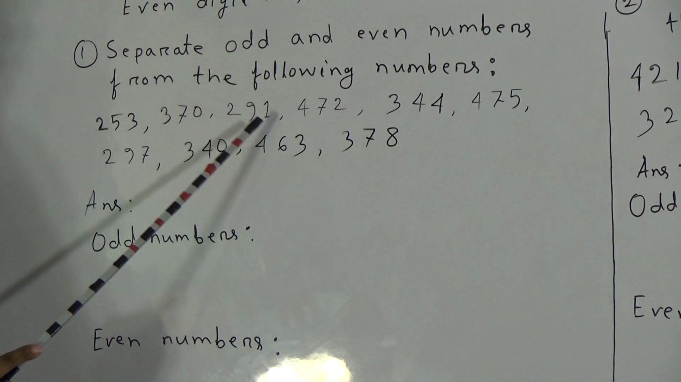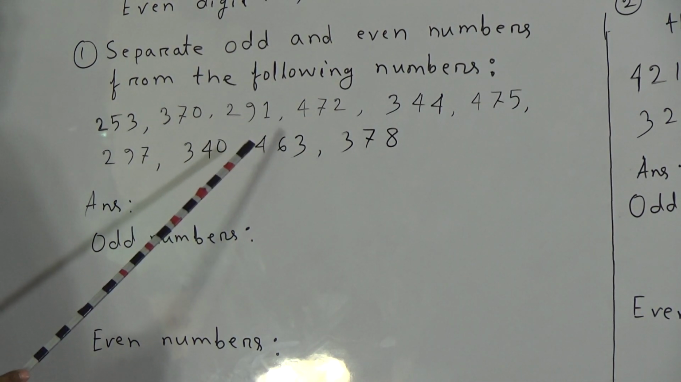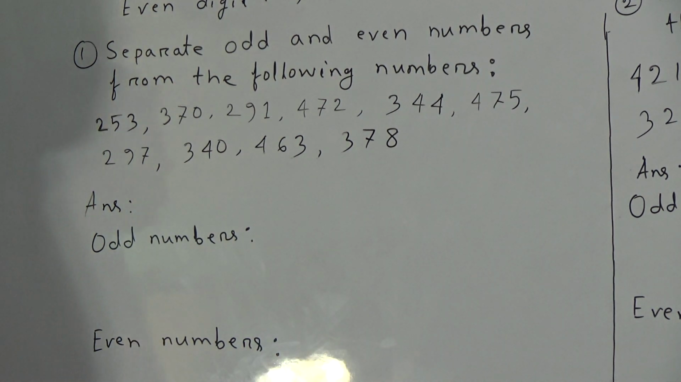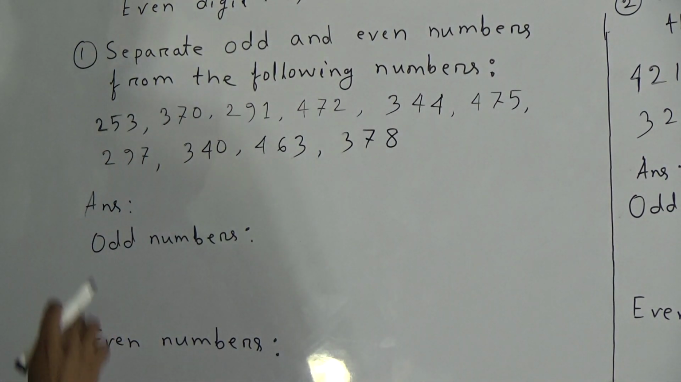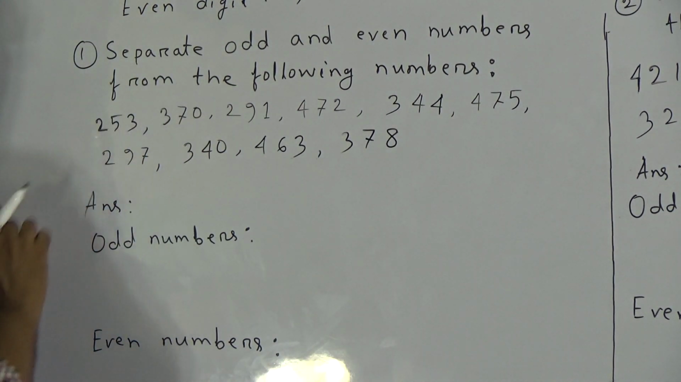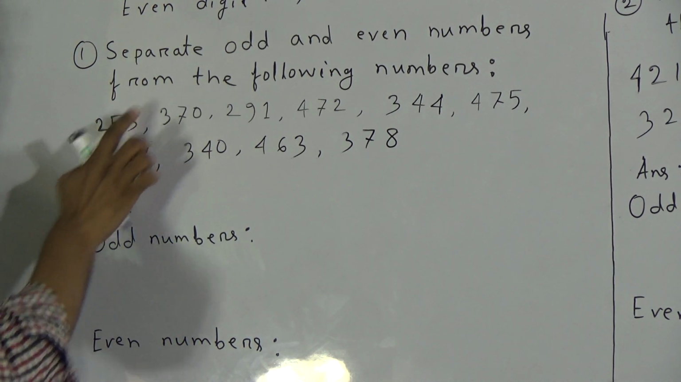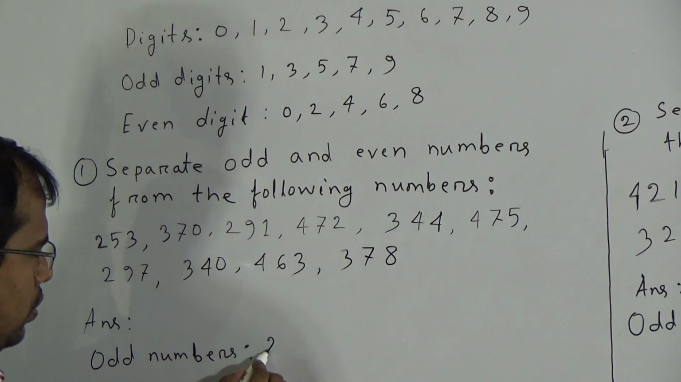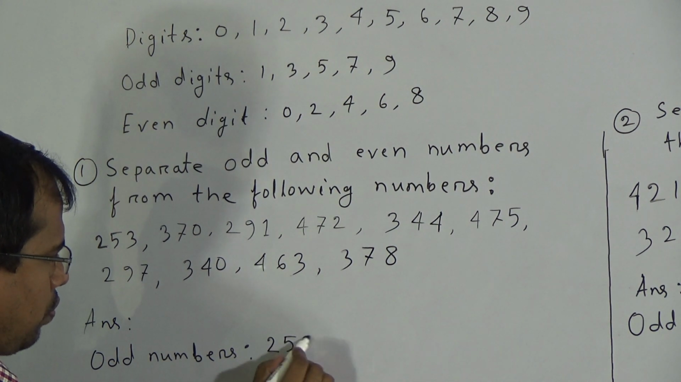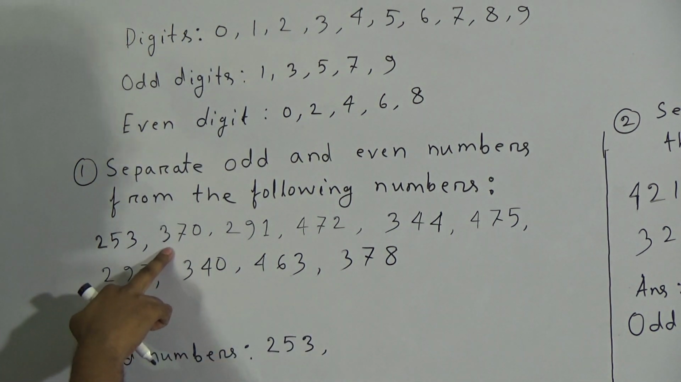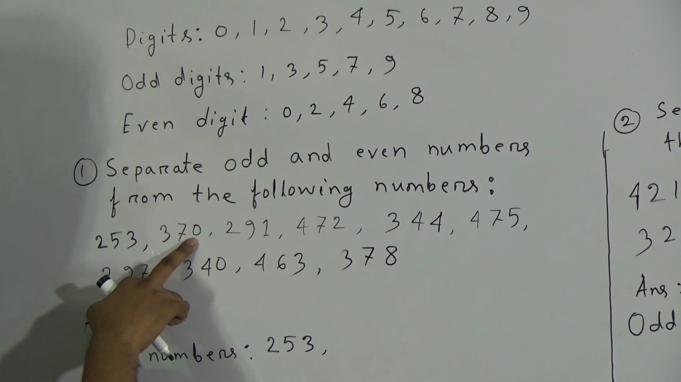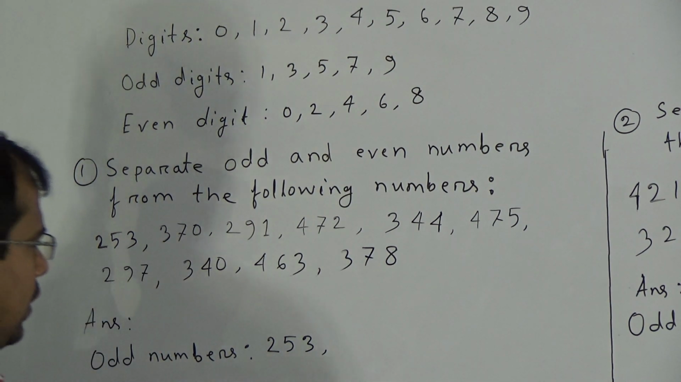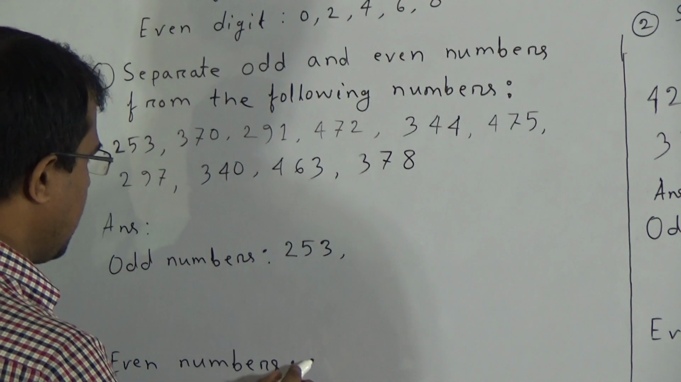Okay, dear the students, here 10 numbers given and we have to separate odd numbers and even numbers. We will write odd number in this place and we will write even numbers in this place. At first, 253. This is a number and its ones place digit is 3. 3 is odd digit, so 253 will be odd number. We will write 253 here. Now 370, its ones place digit is 0. 0 is even digit, so 370 will be even number. So in the place of even number we will write 370.